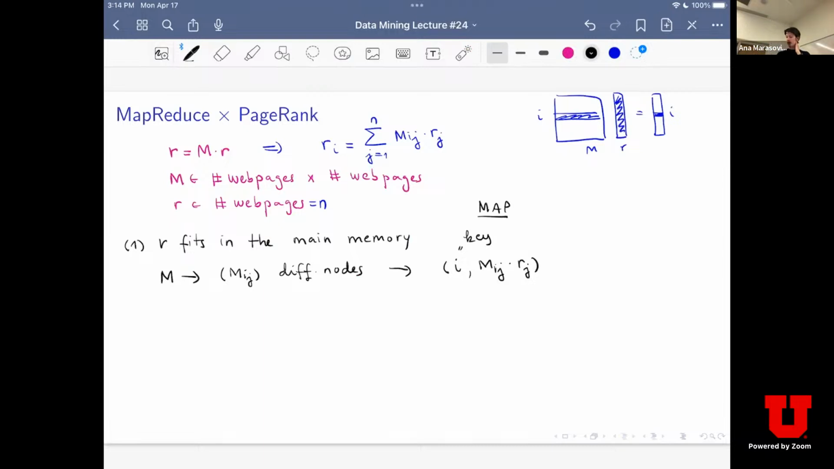operation. And if I'm interested to find what's the value ri, what should I do?